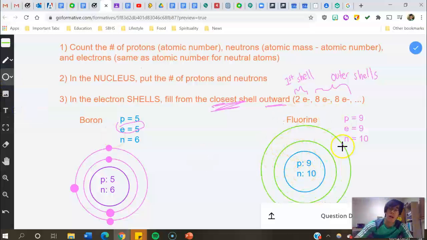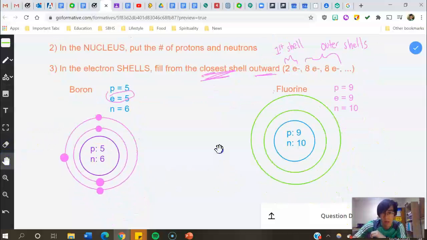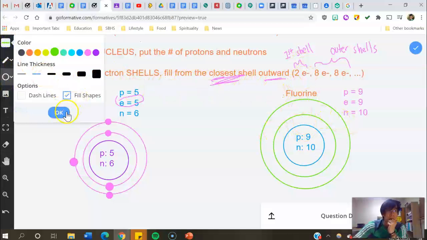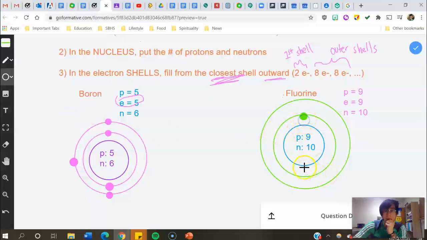Now I'm going to write in my electrons. I'm going to move this down a little bit so I can get the full circle. Go on here again and put fill shape. I'm going to start from the closest shell and then move outwards. Remember, the first shell can only hold 2 electrons. So let's do circle, shape, and we do 1, 2. Remember, they're far apart because negative charges repel. And we do 3, 4, 5, 6. See how they're as far apart as possible.